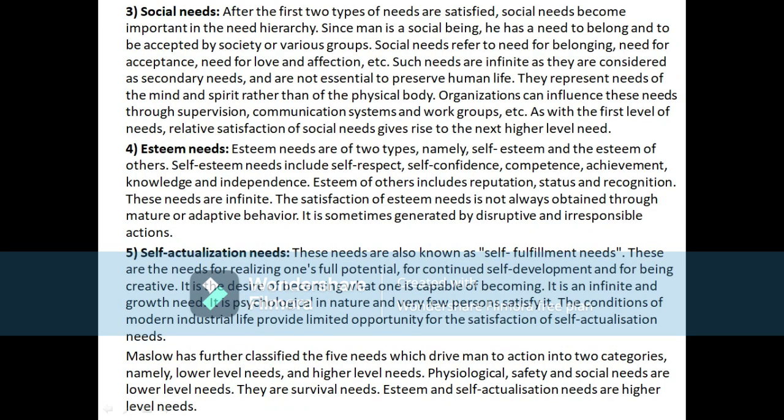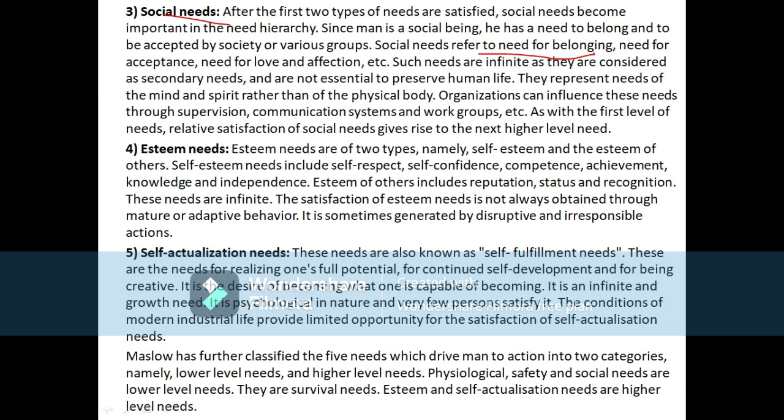What is that? Social needs. After the first two types of needs are satisfied, social needs come under this hierarchy. Social needs refer to the need for belonging and acceptance. If we like another person, we think that person should also accept us. That is belongingness, the need for love and affection, all of which come after those two needs. Such needs are infinite, so they are considered secondary needs and are not essential to preserve human life. They represent needs of mind and spirit rather than the physical body.